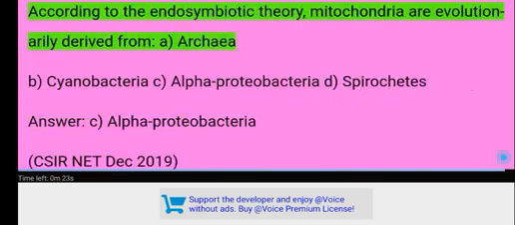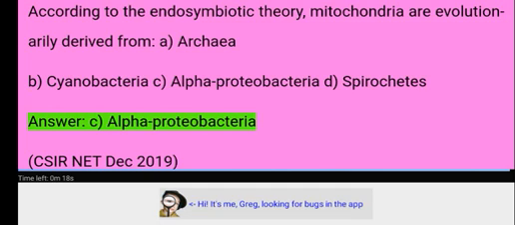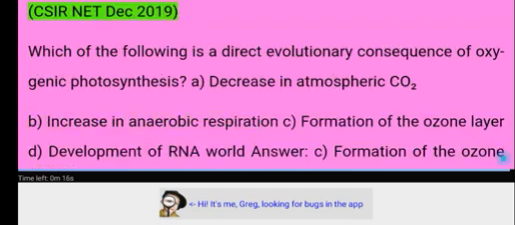CSIR-NET June 2016. According to the endosymbiotic theory, mitochondria are evolutionarily derived from A. Archaea. B. Cyanobacteria. C. Alpha proteobacteria. D. Spirochetes. Answer. C. Alpha proteobacteria.